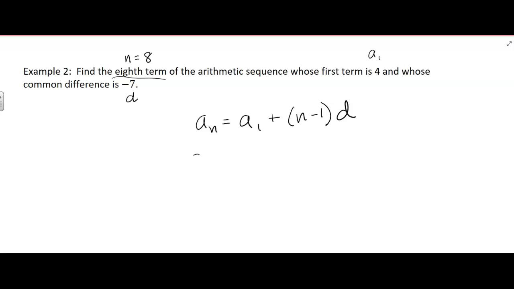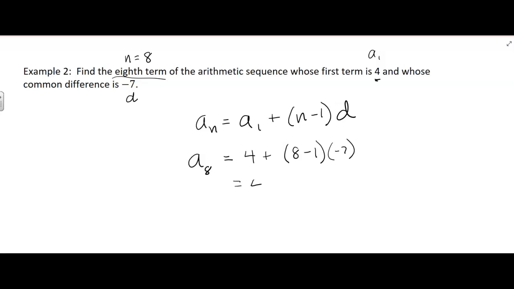We're going to find the 8th term, so we say a sub 8. A sub 8, that's a little tricky. And then we're going to put in the first term, which is 4, plus, what is n? n is 8. 8 minus 1 times, and then what's the common difference? Our d is negative 7.